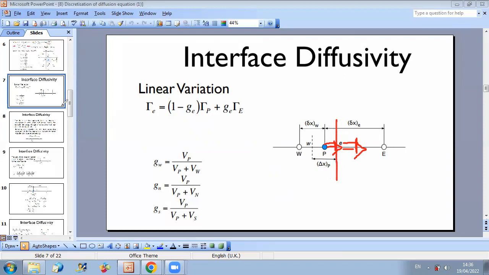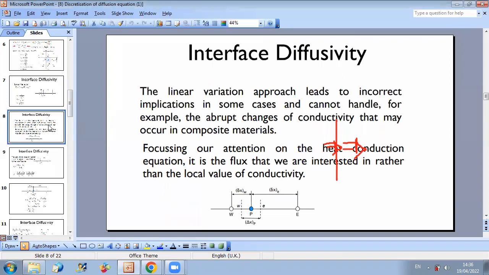So how to do this now? This is another approach to compute the conductivity at the east face. The linear approach will lead to incorrect implications in some cases and cannot handle, for example, sudden changes in conductivity that may occur in composite materials. If I have a sudden change in conductivity, the linear approach will not work well. This is why we tend to develop a more physical computation of the conductivity at east.